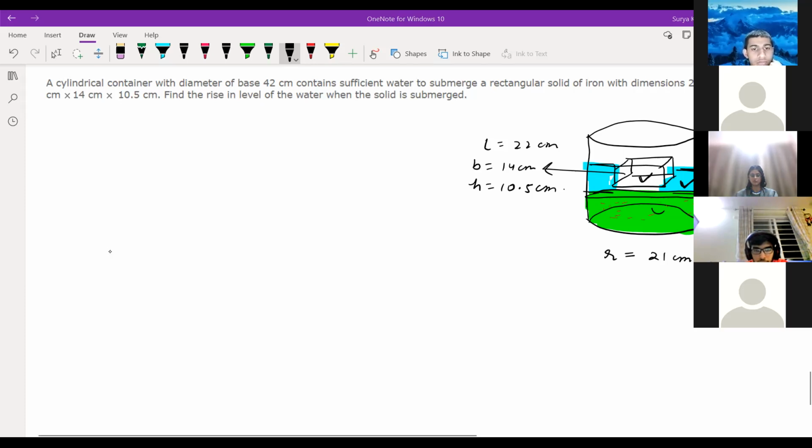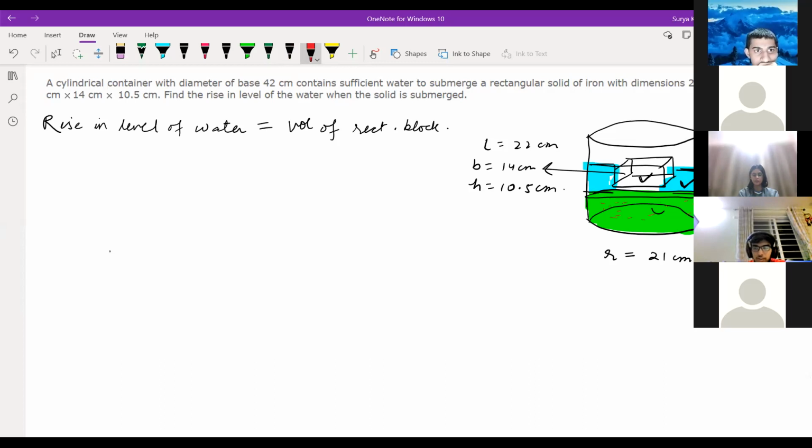Okay. So rise in level of water. What is happening? Rise in level of water is nothing but the volume of the rectangular block. Is it clear, Rasul?